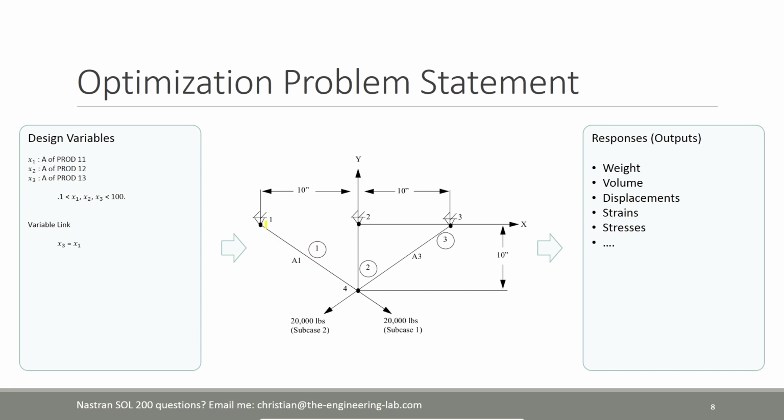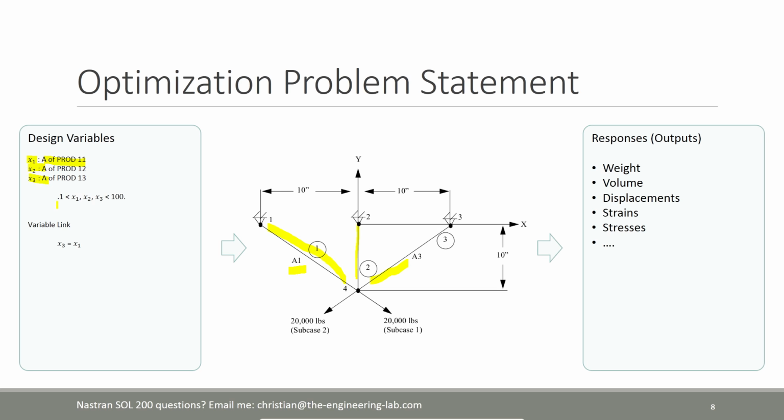So for example, element 1 that you see me highlight here on the screen, we used a parameter A to define the area of that member. We did the same thing for member 2 and member 3. What we're doing with these 3 parameters, we're going to set these as design variables. So x1 will be the area of PROD 11. So here what we're saying is take the parameter area and vary that throughout the optimization. We'll do that for the second and the third area.